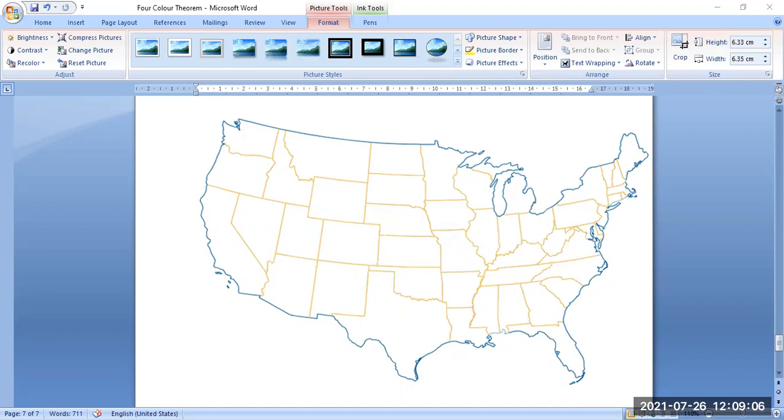Who wants to color this graph? Anyone? Me, please try, sir. Okay, try it. Please try it here. Yes, sir, trying.